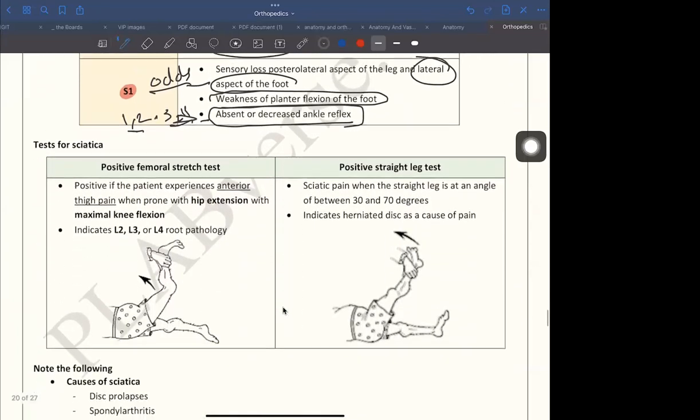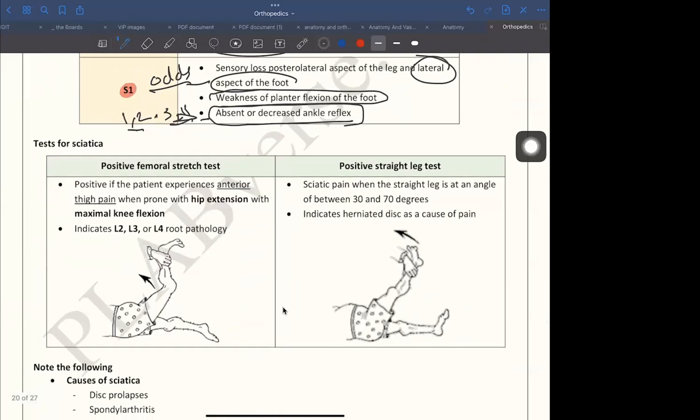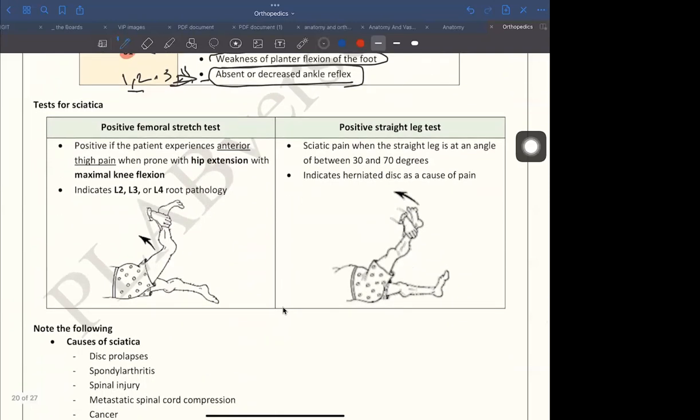Okay, so tests for sciatica. There is something called a positive femoral stretch test. It's just right there, you're stretching. It should be a little bit extended in the other direction. It will cause pain on the femoral nerve, if it's L3 and 4, which is where the femoral nerve is coming from. The sciatic nerve is tested by the straight leg raising test, because the sciatic nerve is backward. So it's basically a sciatic nerve stretching test.